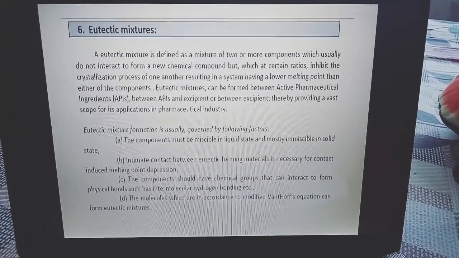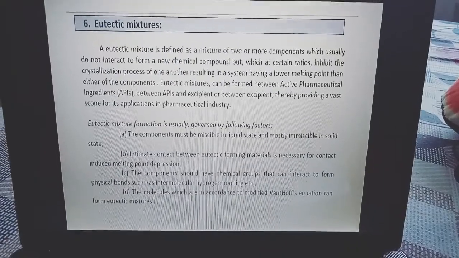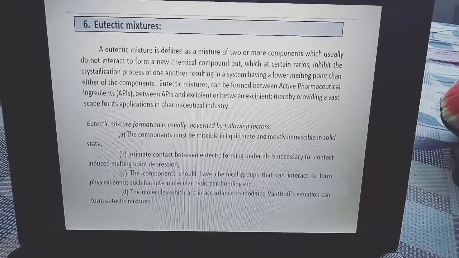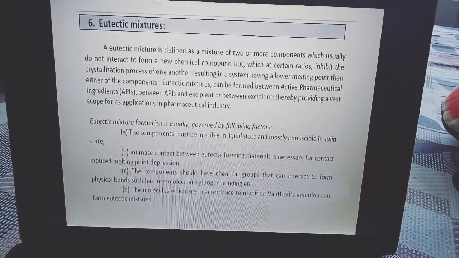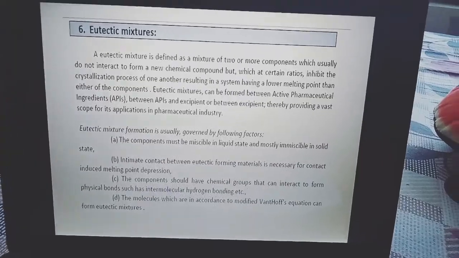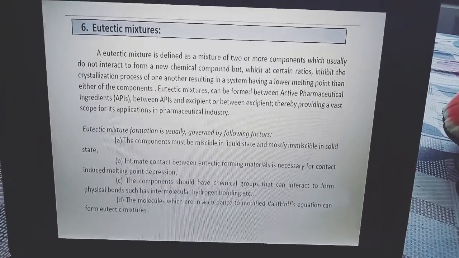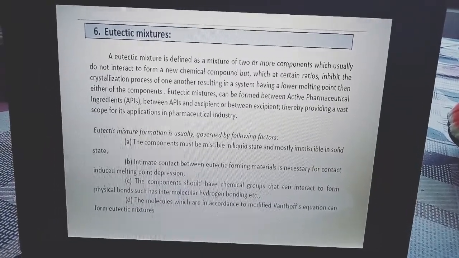Today's topic is eutectic mixtures. A eutectic mixture is defined as a mixture of two or more components which usually do not interact to form a new chemical compound, but which at certain ratios inhibit the crystallization process of one another, resulting in a system having a lower melting point than either of the components.